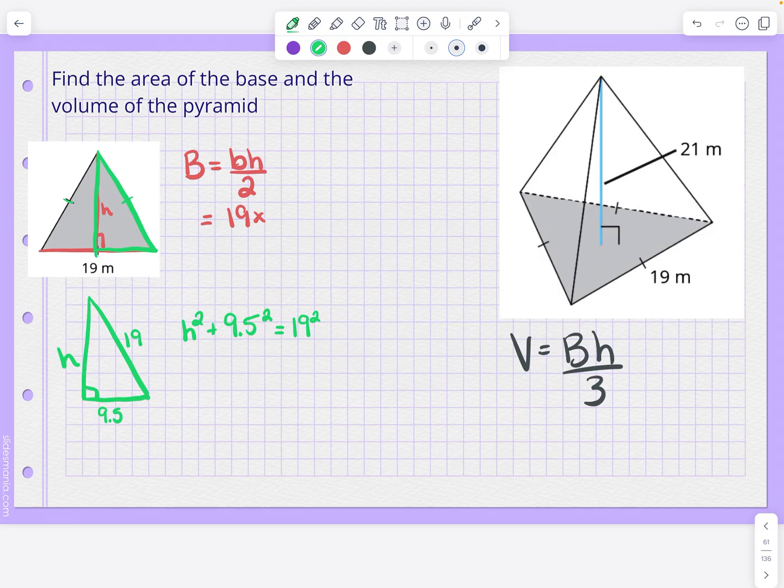I'm going to do something slightly different here. I'm just going to show you another option. Instead of squaring it right now and having lots of decimals, you could move this term over and say h squared is 19 squared minus 9.5 squared. And then you can type all of that into your calculator. Sometimes if you have really big numbers or lots of decimals, this is easier. So you would just type in 19 squared minus 9.5 squared, hit equals, and you'll get 270.75.